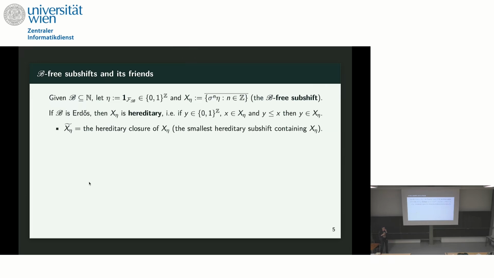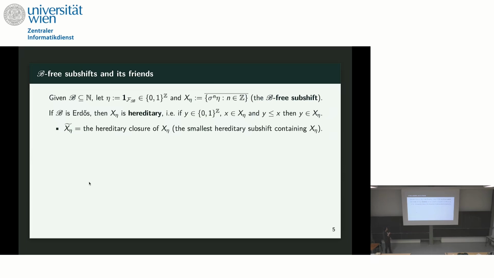And now if B is R dash, so you can think of these squares of primes, so B is infinite, pairwise coprime with summable series of reciprocals, it turns out that the B-free subshift is hereditary. So what it means is that if you take a sequence in your subshift, a 0, 1 sequence that is sitting there, and you start replacing some ones by zeros, you'll be still in your subshift. So you're allowed to take sequences that are smaller or equal coordinate-wise from what you have, and you will not fall out of the system.